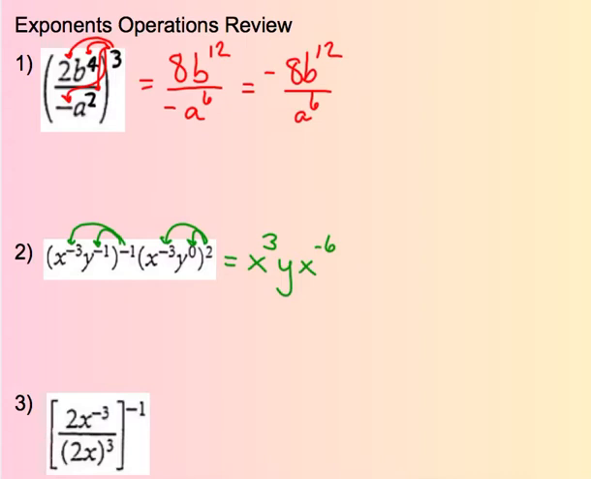So I can either bring that x to the negative 6 to the denominator and then simplify, or I can simplify and then see if I need to bring it to the denominator. So x cubed times x to the negative 6th, we're going to add those exponents, so it becomes x to the negative 3. And because it's negative, we are going to go ahead and bring that to the denominator and make the exponent positive.